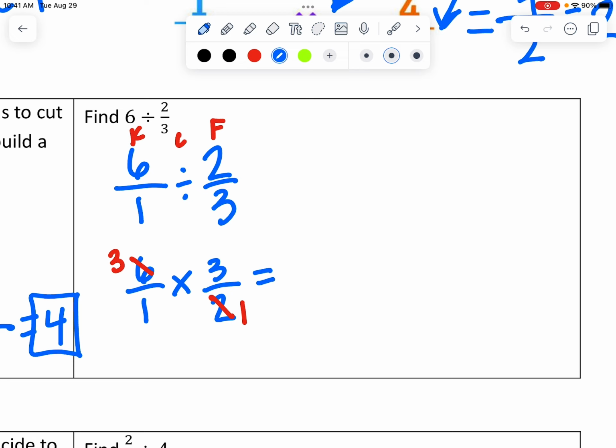Now, I'm simplified, so I can multiply across. So on top, I have 3 times 3, which is 9, and 1 times 1 on the bottom, which is 1, and so I just get 9, because 9 over 1 is the same as 9.